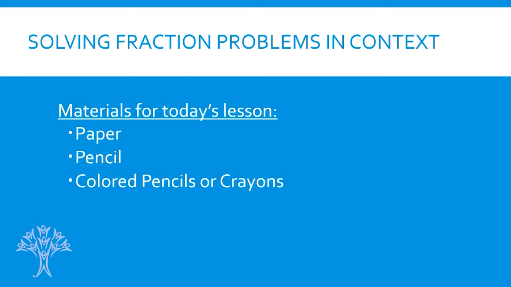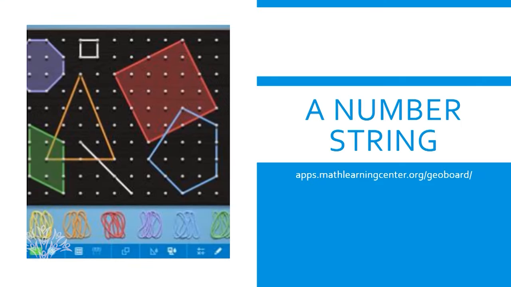Let's get started with a number string. I'll be using an area model to help us visualize the mathematics. Brain research has shown us that our brains learn better when we can represent math with visual models. So even if you found a shortcut to solving problems involving fraction multiplication, we still want you to be able to think about it visually to deepen your understanding.